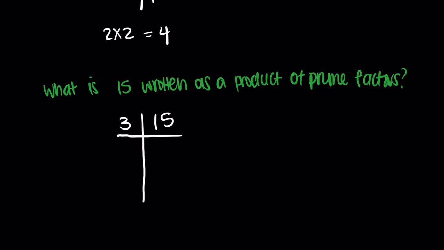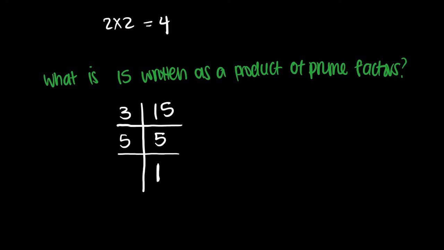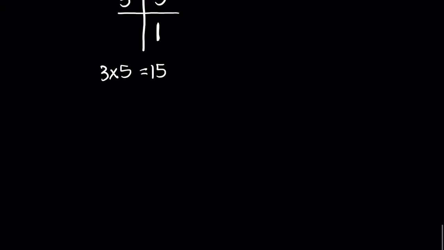And 3 goes into 15 5 times. Now we think about a prime number that divides into 5. Well, the only one that does this is 5, and 5 divided by 5 is 1, and so we're done. We then take the product of all of the prime numbers on the left side, 3 multiplied by 5, 15, written as a product of prime factors.